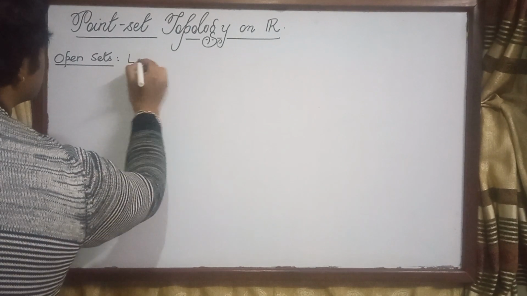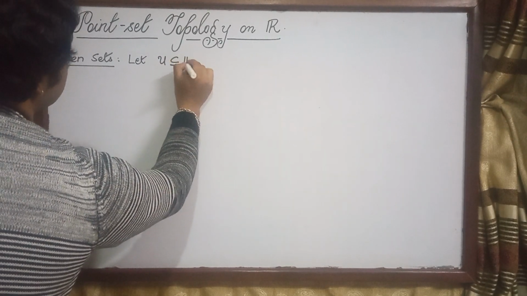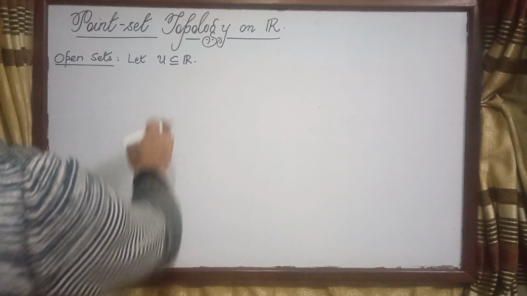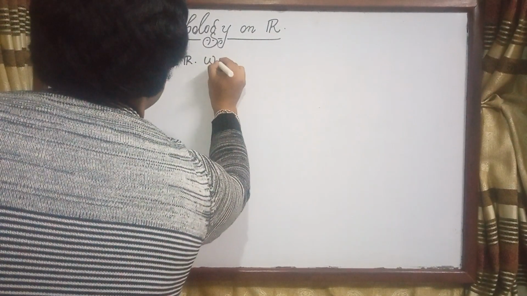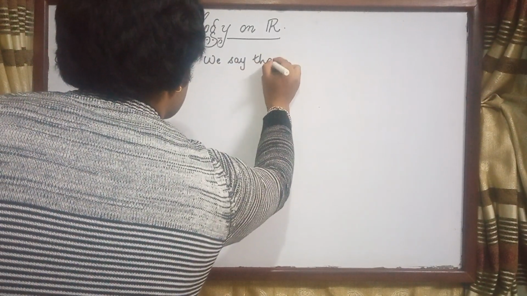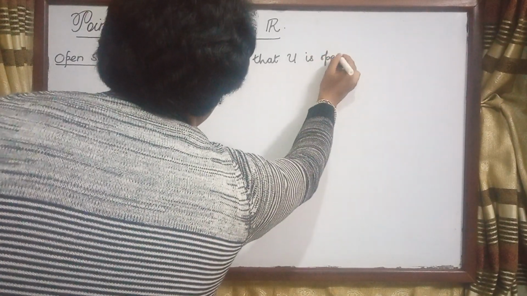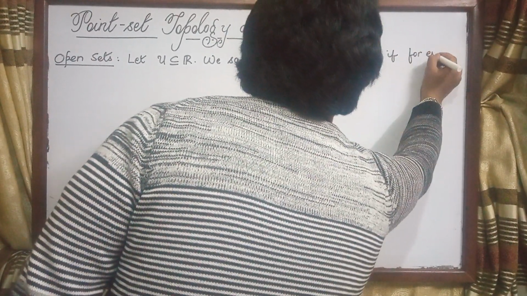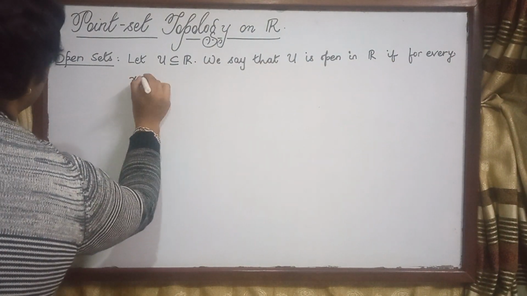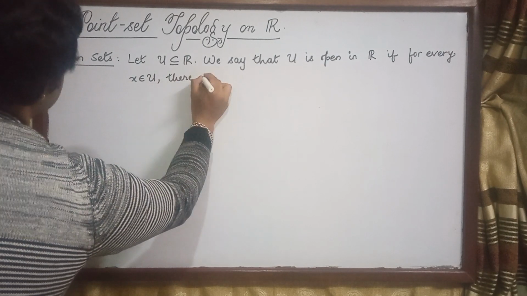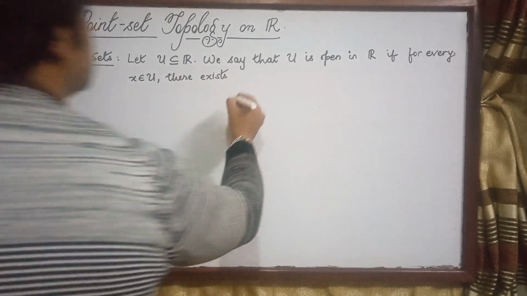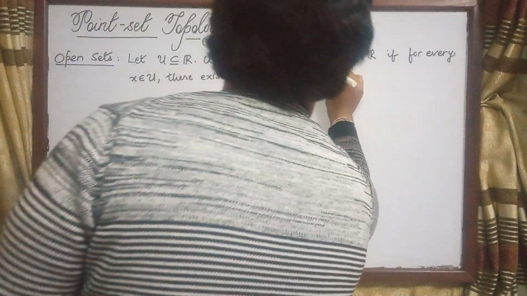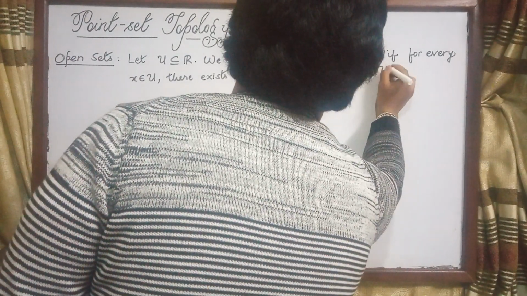Let us take U to be some subset of R. It can be the empty set or R itself, okay? Let U be a subset of R. We say that U is open in R if, this is the definition, for every x belonging to U, there exists some r greater than 0 such that B(x, r) is a subset of U.